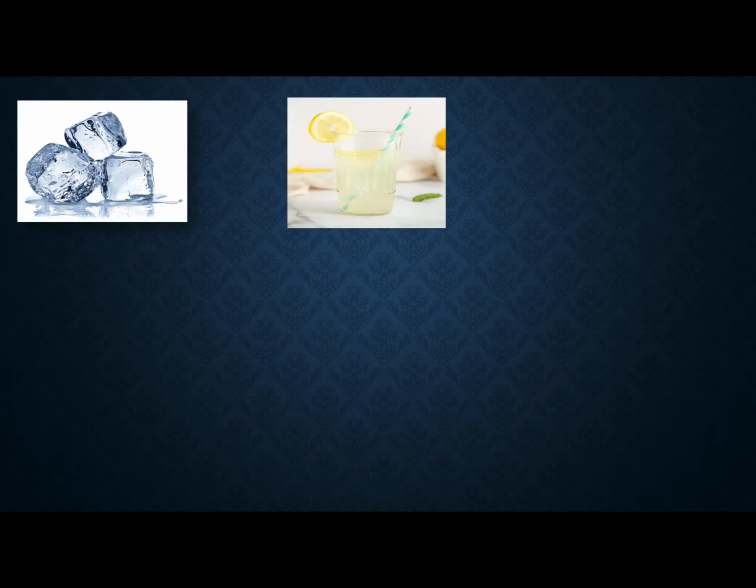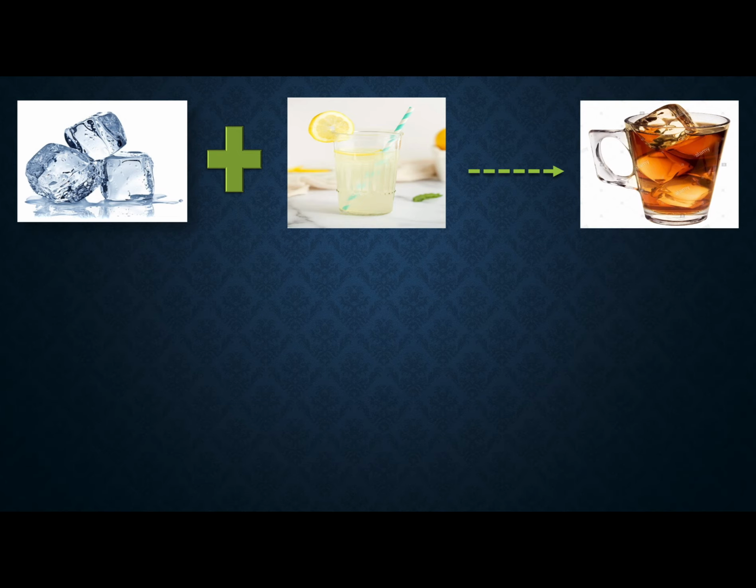For example, an ice cube has heat energy, and so does a glass of lemonade. If you put the ice in the lemonade, which is warmer, it will transfer some of its heat energy to the ice. In other words, it will heat up the ice. Eventually, the ice will melt, and the lemonade and water from the ice will be the same temperature. This is known as reaching a state of thermal equilibrium.